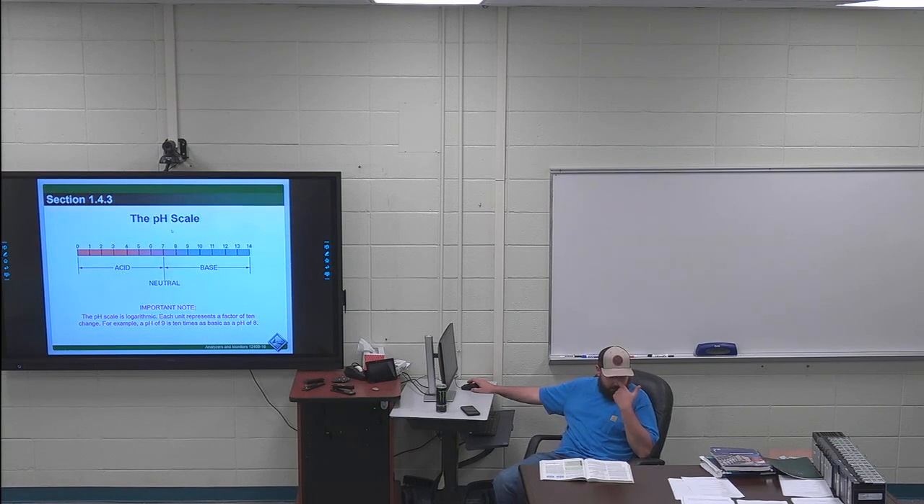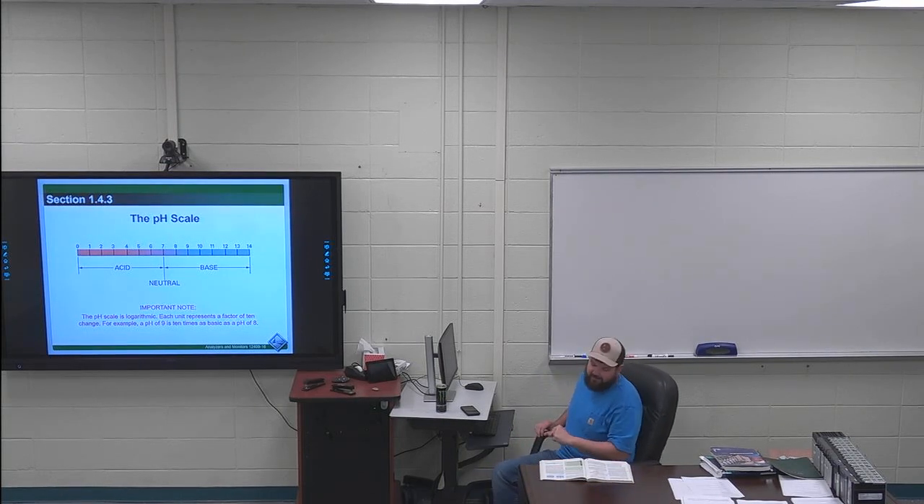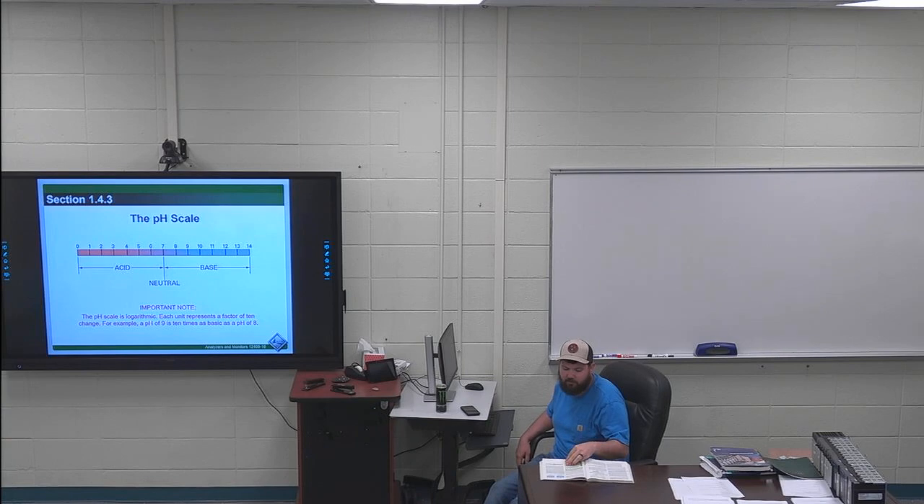Another thing, I know I probably said this last semester when we did the lab for it, but going from 6 to 5 acid-wise is not like just barely bumping up. It's exponentially higher. So the pH scale is logarithmic. Each unit represents a factor of 10 change. For example, a pH of 9 is 10 times as basic as a pH of 8. So 3 is 10 times as acidic as 4. It's not just gradually moving up. It's spiking crazy fast. So everybody should know the pH scale. It's not too hard.